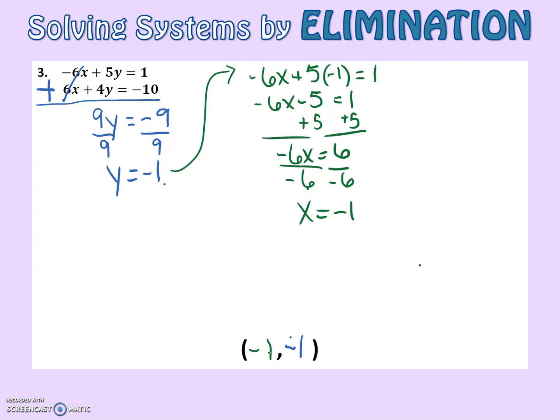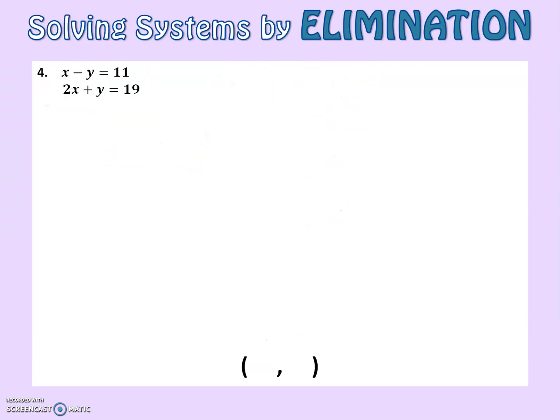And just a note, if you did that by graphing or by substitution, you still would have gotten negative 1, negative 1. It's just that certain equations, when they're set up certain ways, they're easier to use a different method. And that's where we develop our skills in determining what's what and what's the best thing for us to use. Alright, go ahead and try number 4 on your own, and then you can come back to check your work.